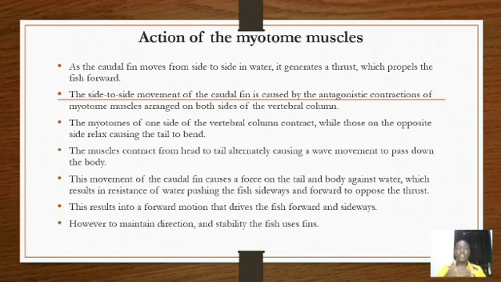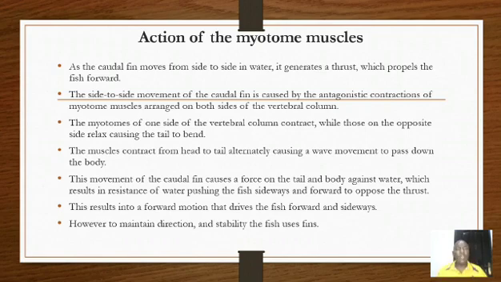Myotomes are arranged on either side of the lateral line. When one set contracts, the other set relaxes. When the other relaxes, the other one contracts. Therefore, the muscles are antagonistic.